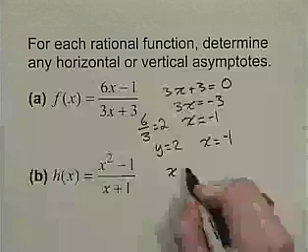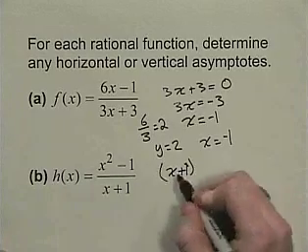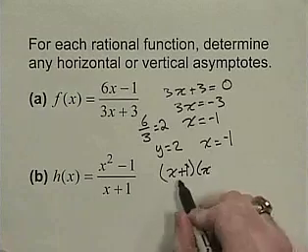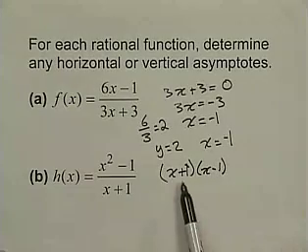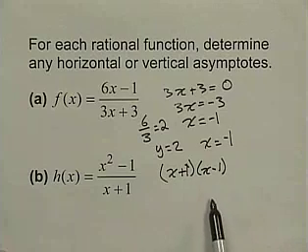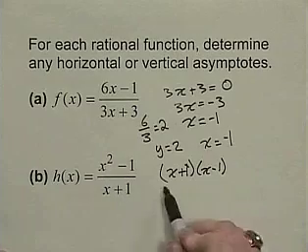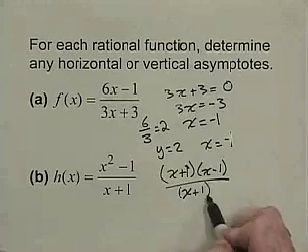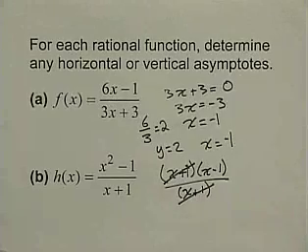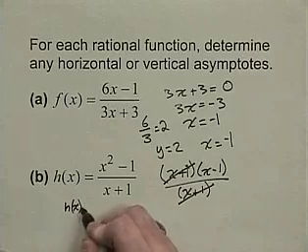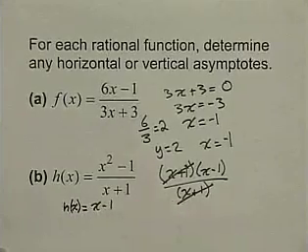The problem is that x squared minus 1 can be reduced. x plus 1 times x minus 1, that's x squared minus 1. So we can take x squared minus 1 over x plus 1 and write it like this. Now x plus 1 cancels with x plus 1, and we can rewrite h of x is equal to x minus 1. Now this is only true when we're in our domain.